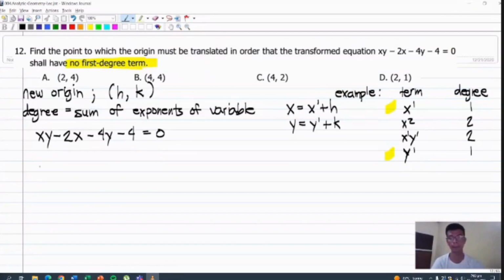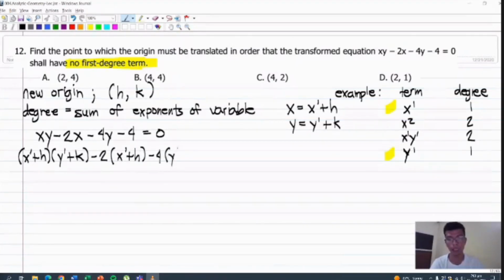So let's substitute this into our original equation. Our x becomes x prime plus h, times y prime plus k, minus 2 times x prime plus h, minus 4 times y prime plus k, minus 4 equals 0. Let's do the multiplication, using the FOIL method. First, we multiply the first terms.